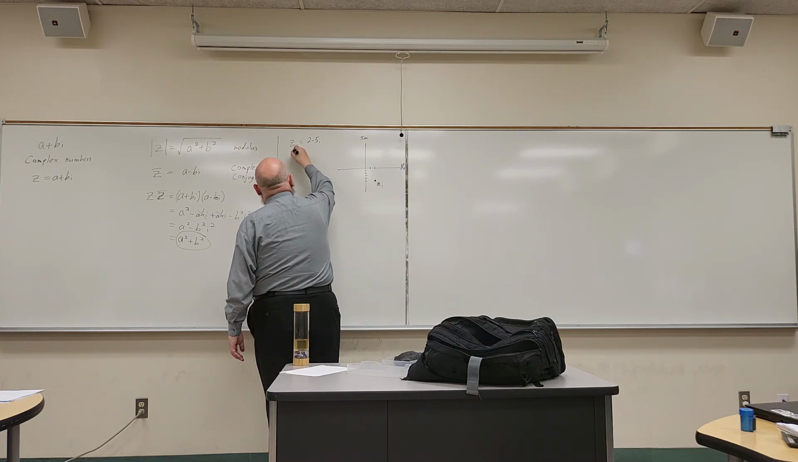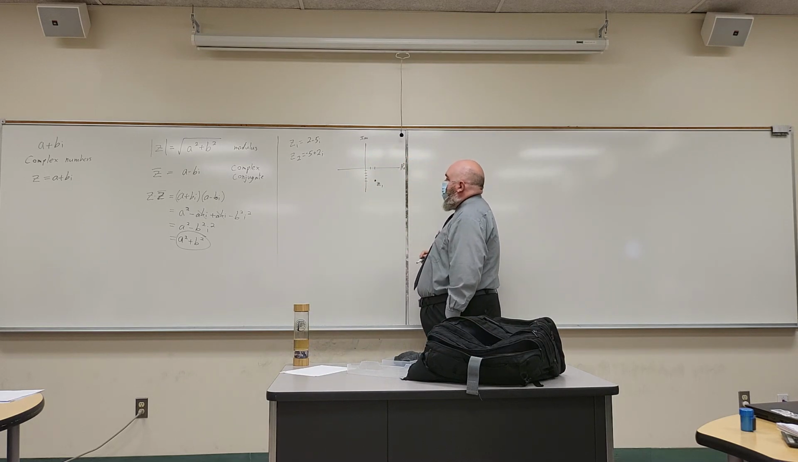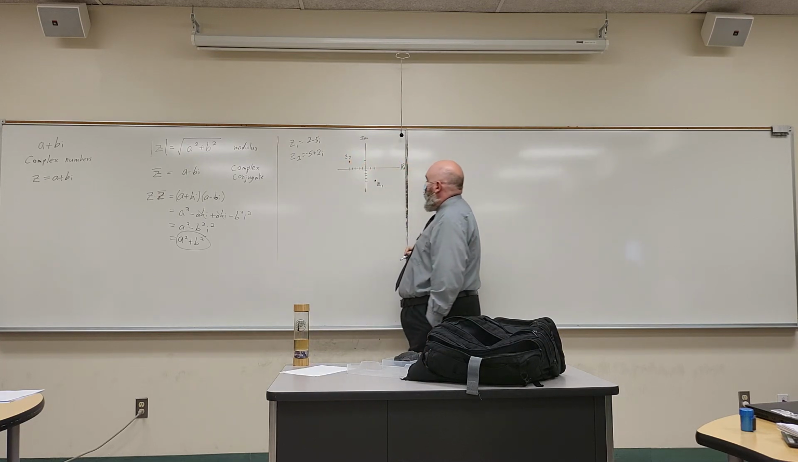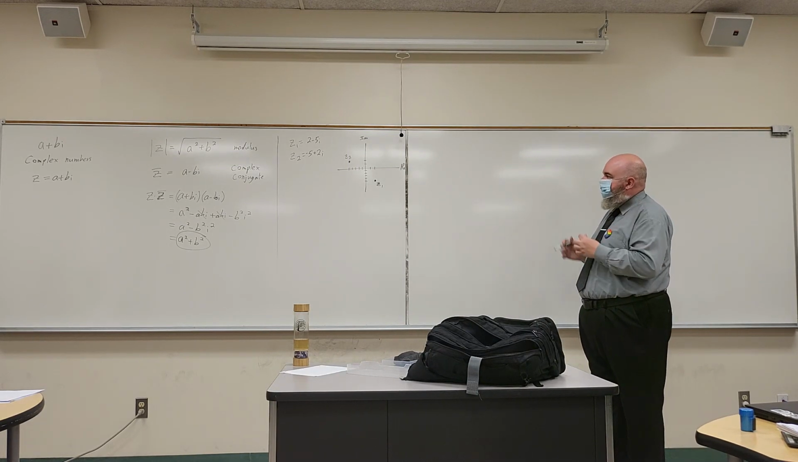Right, so by way of comparison, consider the point Z2 equals negative 5 plus 2i. That's going to go 5 units to the left along the real axis, and 2 units up along the imaginary axis, leading me here. It's a rectangular grid, but the axes represent different concepts.